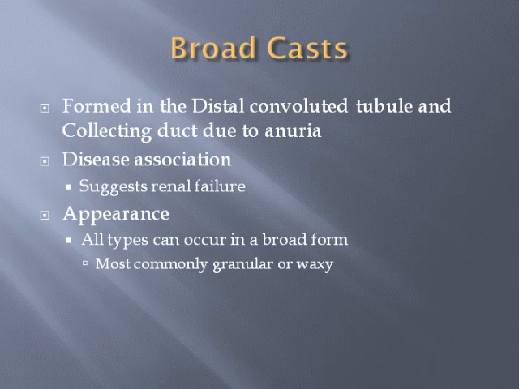Broad casts are formed in the distal convoluted tubule and the collecting duct due to anuria. So this also has renal failure. They are most commonly granular or waxy casts, but they are bigger. And I've worked for labs that did not differentiate between waxy and broad casts, which technically is not correct because all types of casts can occur in a broad form, and it's just indicating that the kidneys are not working at all. So be wary of that.